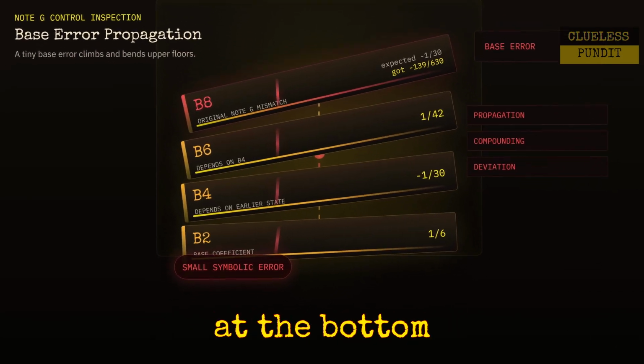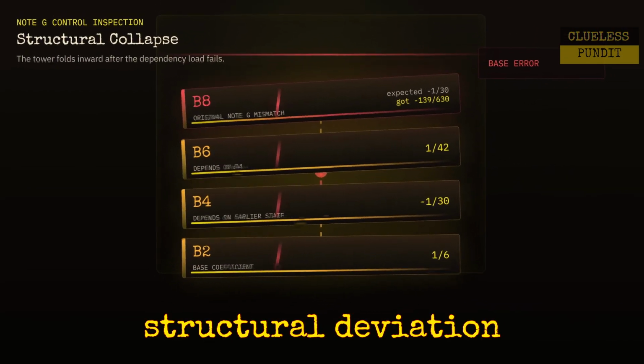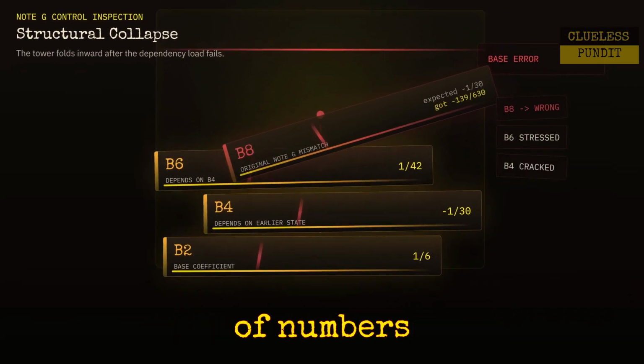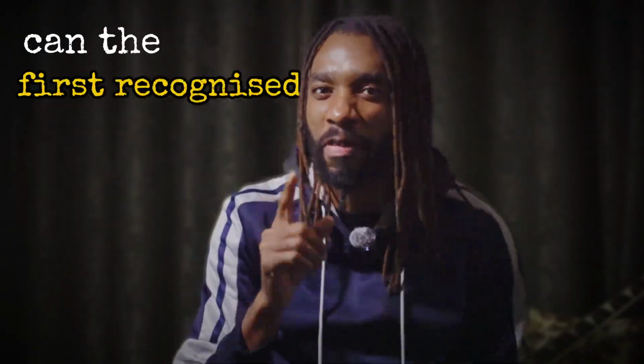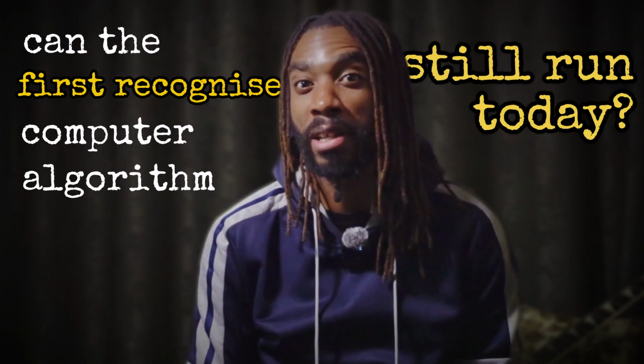The slight wobble at the bottom becomes a violent structural deviation. The entire skyscraper of numbers falls on itself. Can the first recognized computer algorithm still run today?